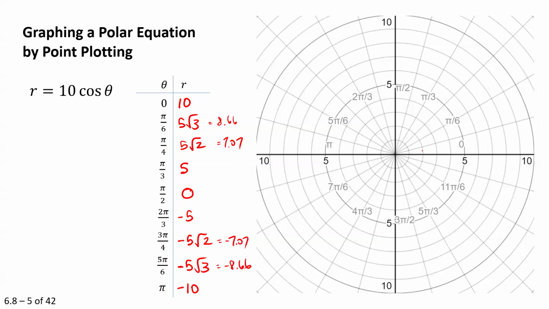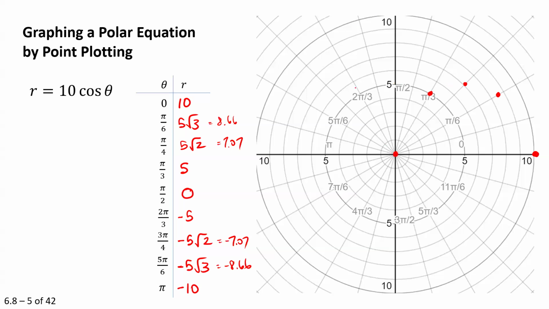Let's plot those and see what we get here. So for 0, we're getting 10. For pi over 6, I'm going to get 8.66. For pi over 4, I get 7.1, we'll say. For pi over 3, I get 5. For pi over 2, I get 0. So I actually shrink to the origin here for that one.